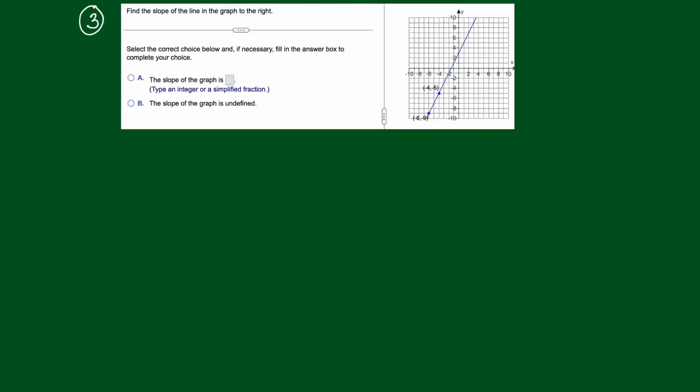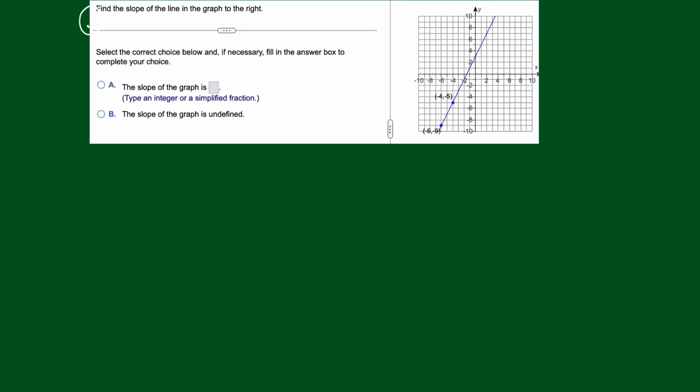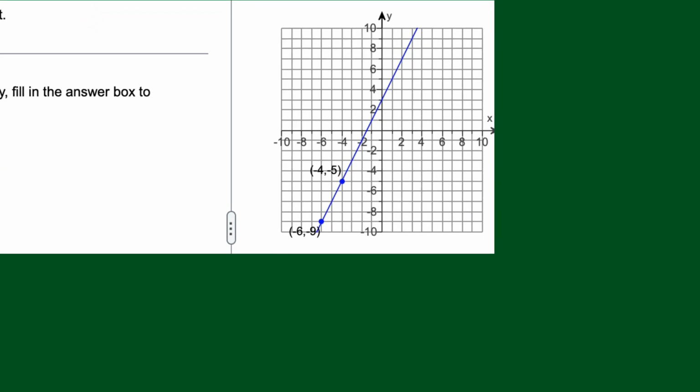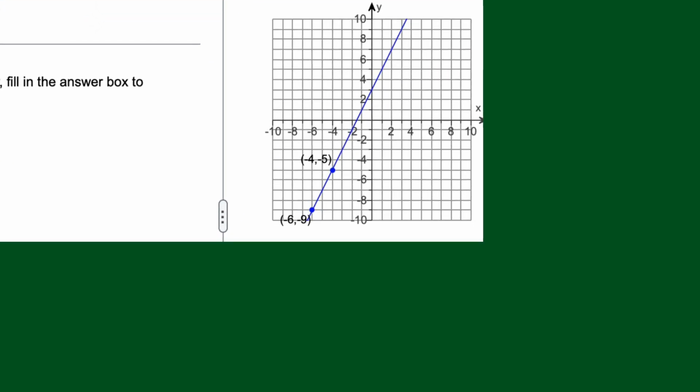Now, number 3, we want to get the slope of this line. So we've got a straight line here. I want to get the slope. Now, it looks like we might be able to do this. I'm going to make this a little bit bigger here so I can see this. How about that?